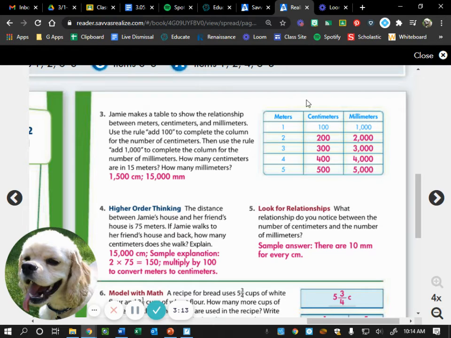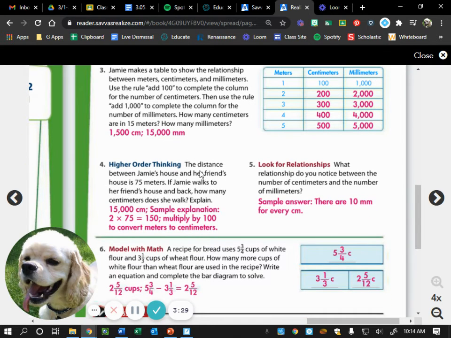Give me a thumbs up if you filled out your chart correctly. Okay. Give me a thumbs up if you got 1,500 centimeters and 15,000 millimeters. Awesome, 5th grade.